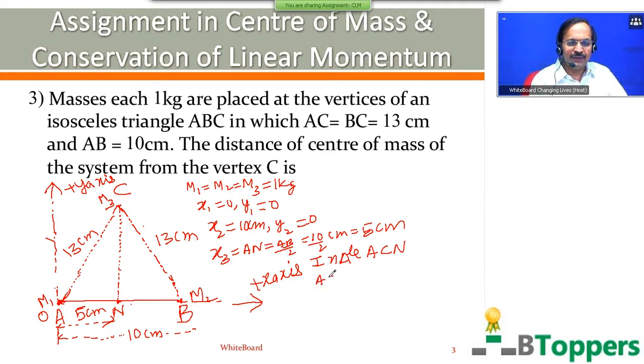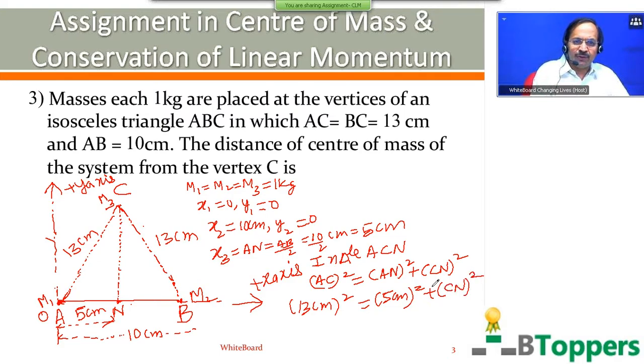From Pythagoras theorem, AC square equal to the square of the side AN plus CN square. Here AC equal to 13 centimeter, AN equal to 5 centimeter, CN you have to find. Those who want to copy the solution, they can start writing this, copying the solution part.